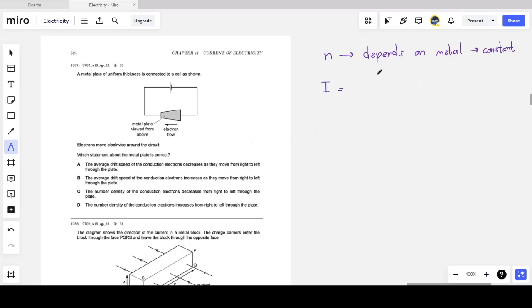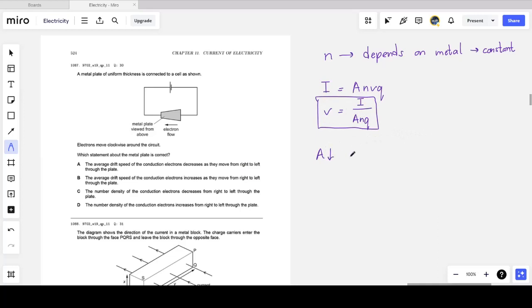Now, I know that the current flowing through the plate, I, is Anvq. And the drift speed, why am I rearranging for the drift speed? Because the two statements here are talking about drift speed. The drift speed is equal to the current, which is constant, divided by the area times the number density times the charge. Now what is happening as I move from right to left, because both options say right to left, as I move from right to left, the area is decreasing. So if I look at this expression that I have here, the area is in the denominator on the right-hand side.